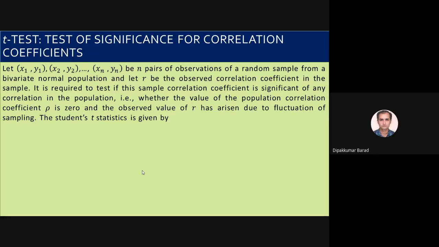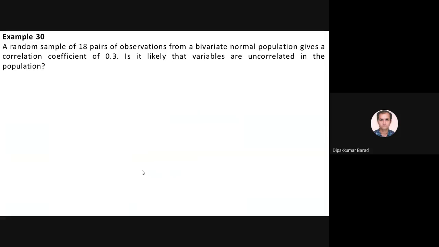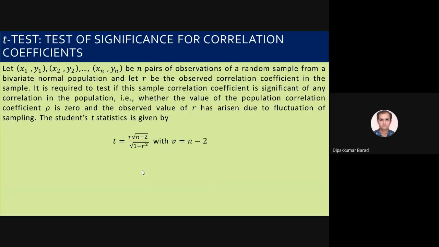The student t statistic is t is equal to R under root n minus 2 upon under root 1 minus R square. This formula you have to remember: t is equal to R under root n minus 2 upon under root 1 minus R square, and R represents the observed R here. The population correlation rho is 0, and the observed value of R is the observed correlation coefficient in the sample. R is the correlation coefficient in the sample, which you already know. With degrees of freedom v equal to n minus 2.